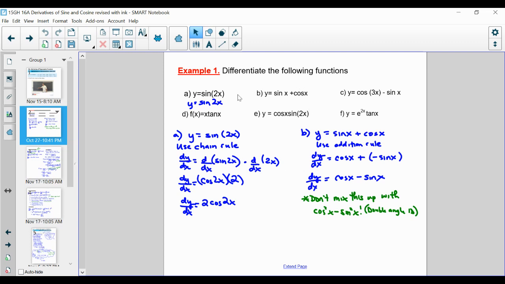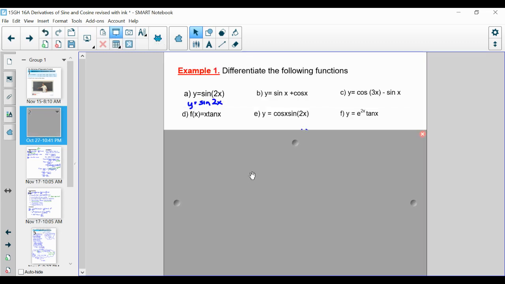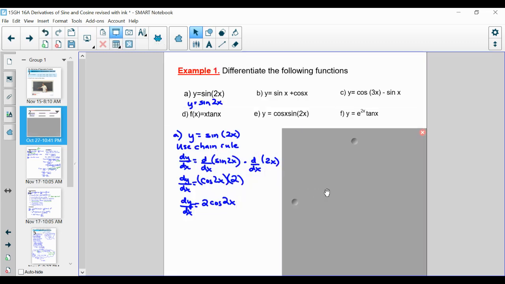Let's apply those rules now. We've got a bunch of different trig derivatives that we're going to work through. Just so that we're not so overwhelmed, let's take a look at part A.